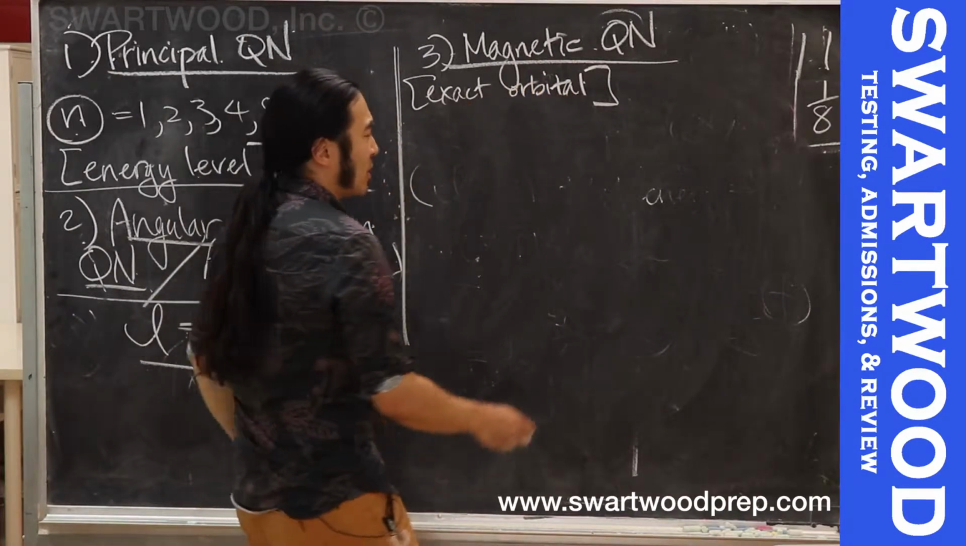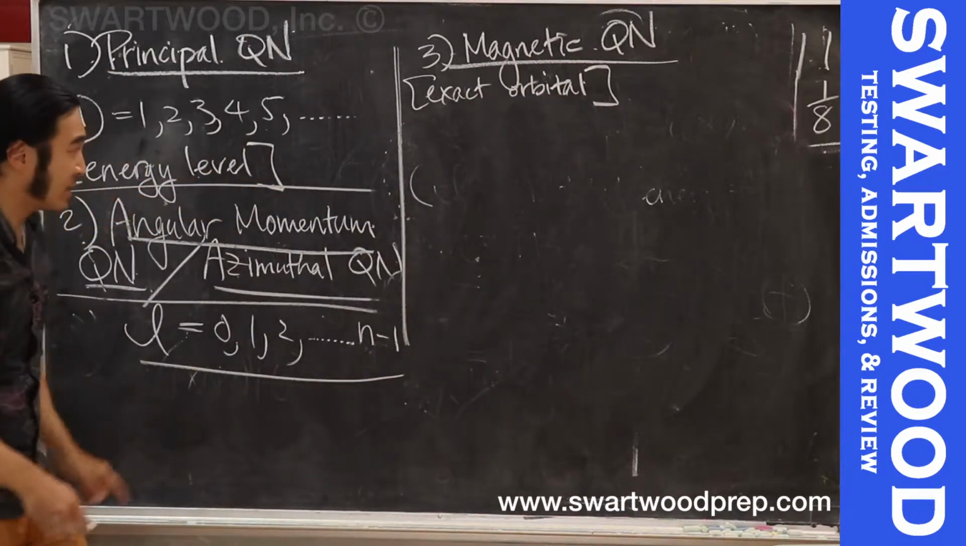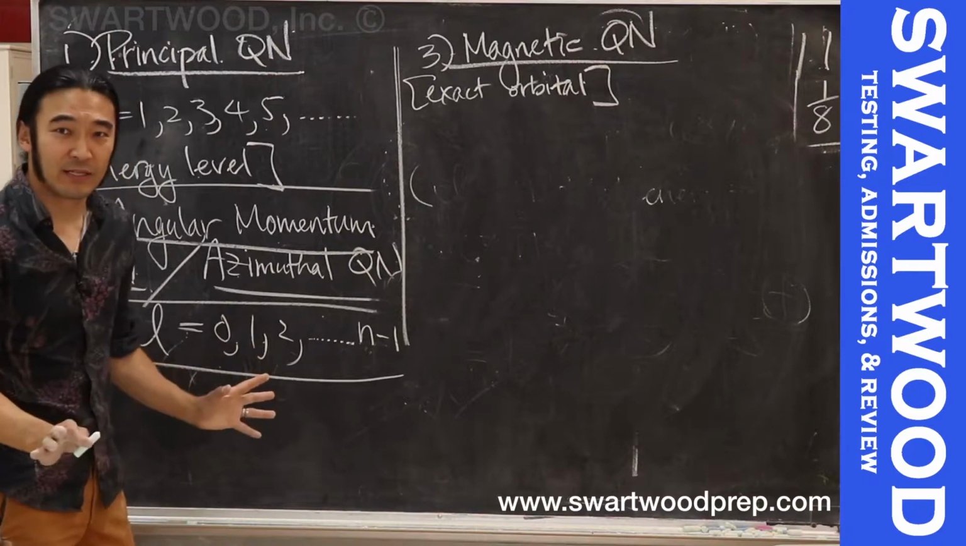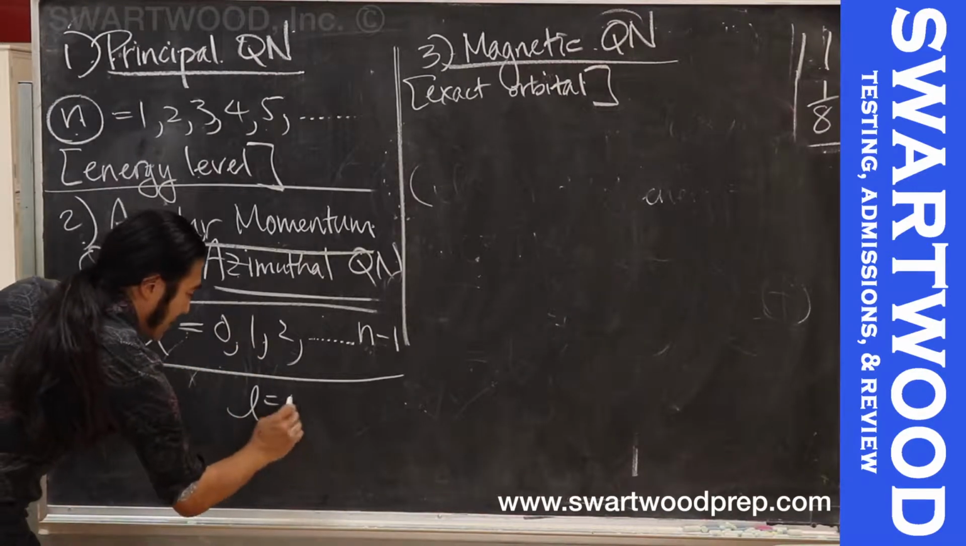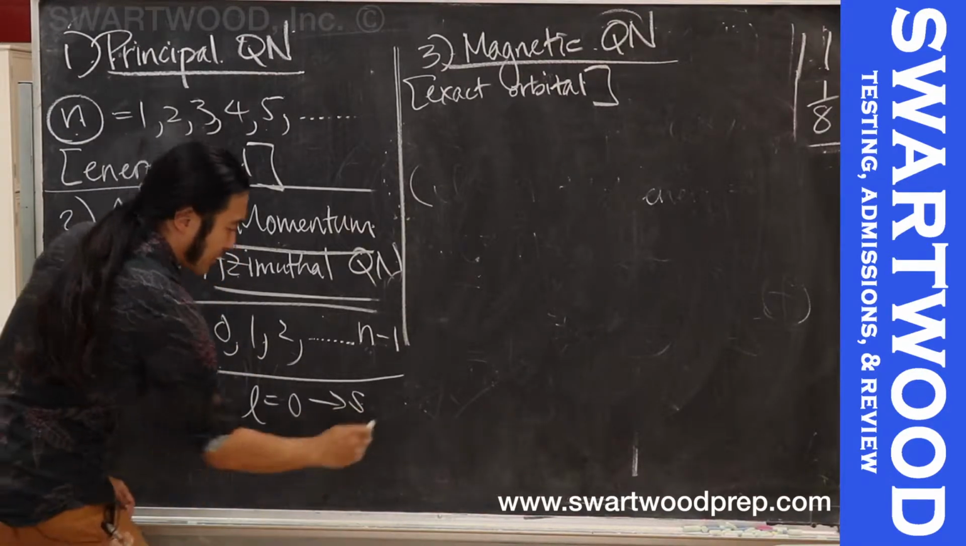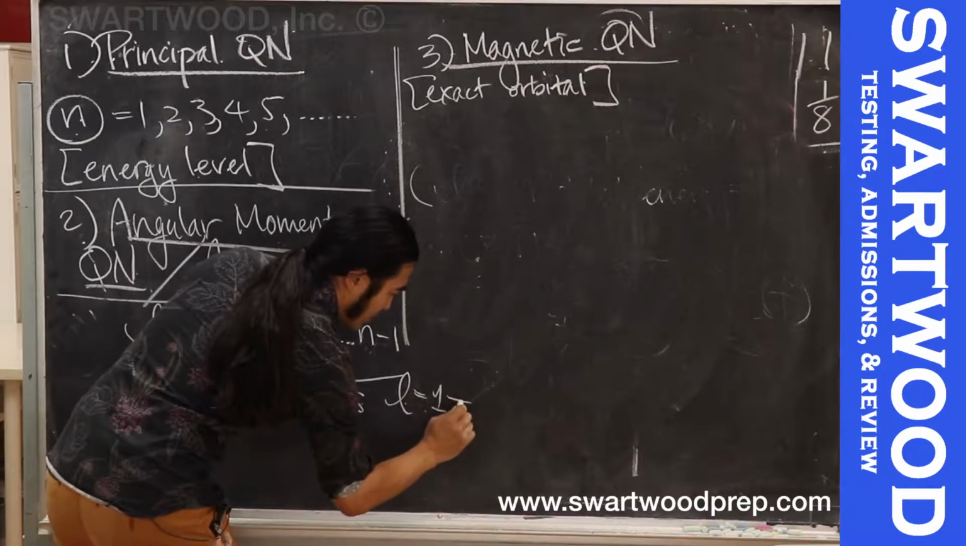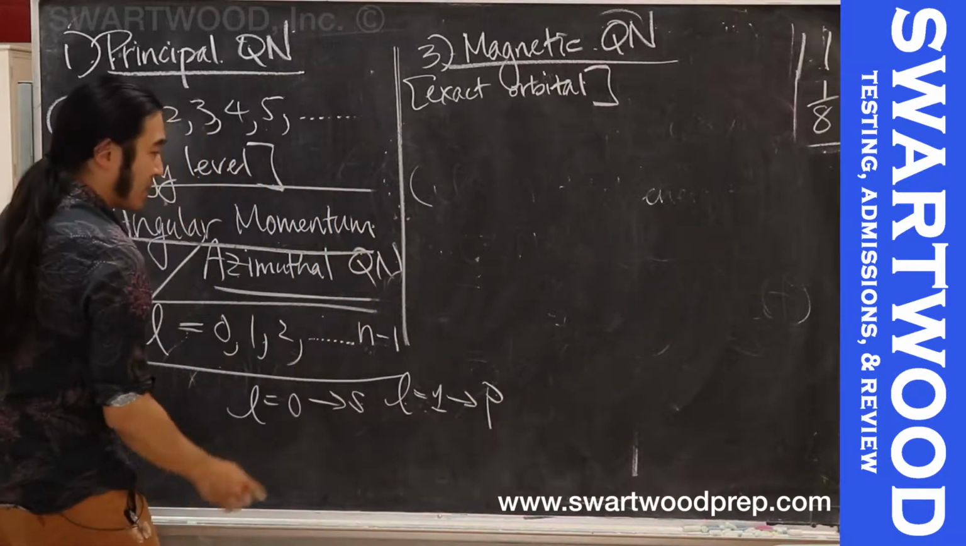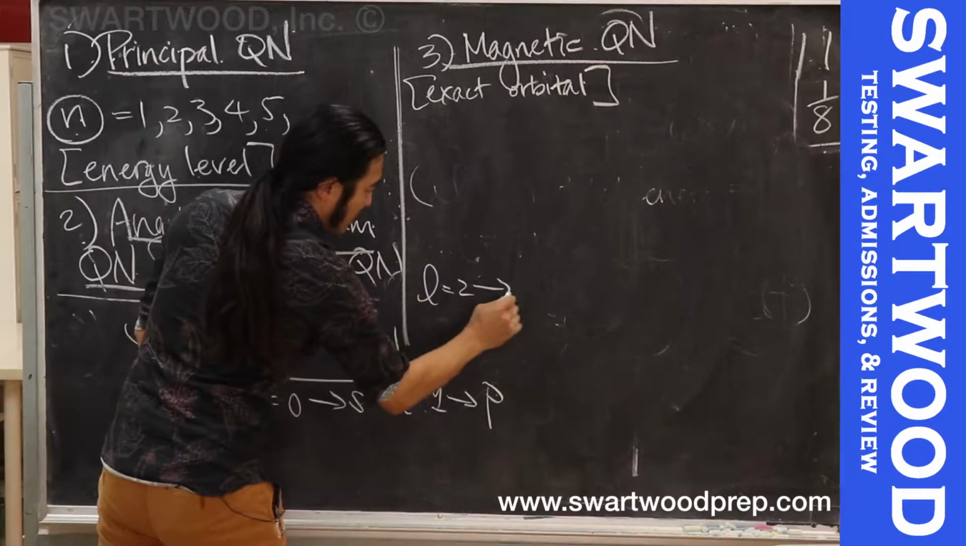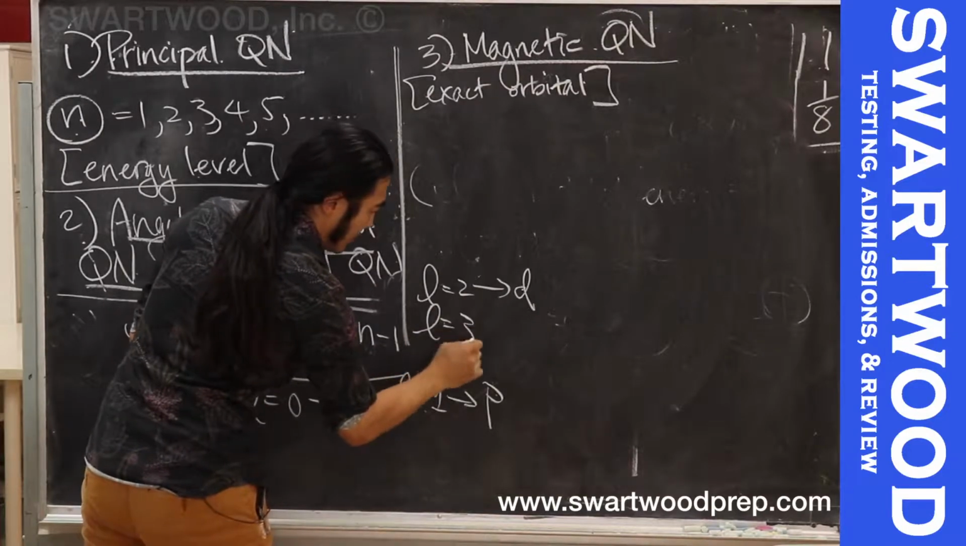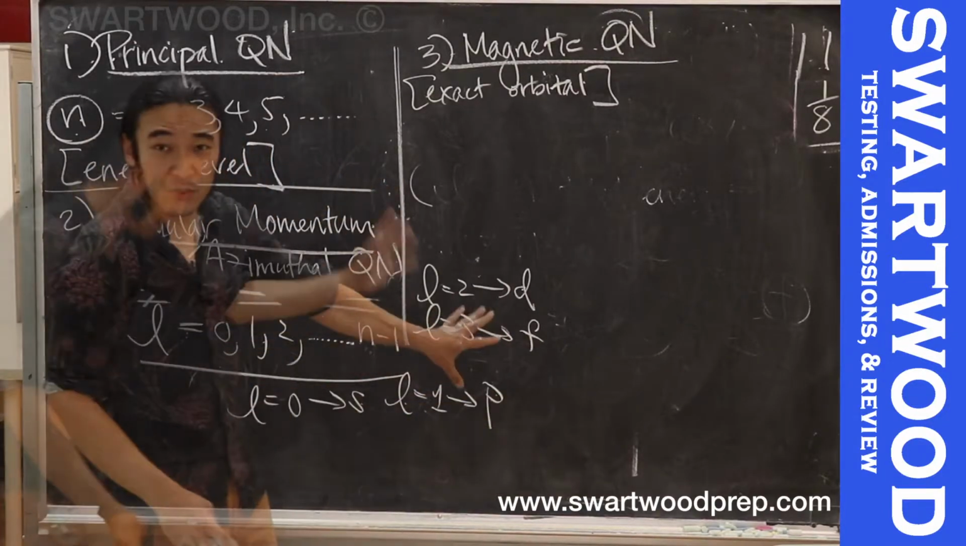Okay? But before I do that, my bad, we should decipher these. So what about these L values? L equal to 0 goes to our s orbital. L equal to 1 goes to our p orbital. Okay? L equal to 2 goes to our d orbital. And L equal to 3 goes to our f orbital. Okay? So now, let's go back.